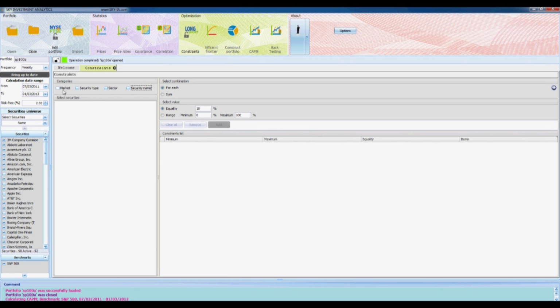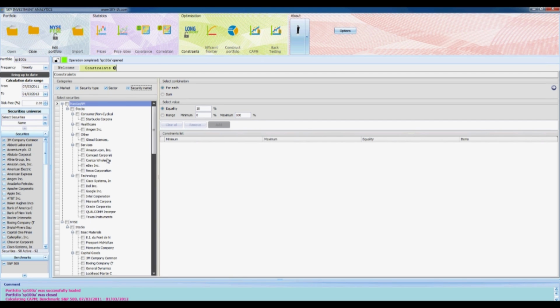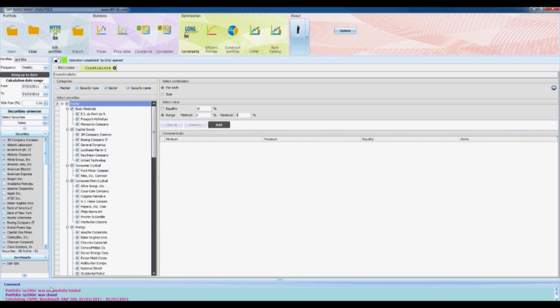So let's set some constraints. The constraints are arranged in a tree structure: market, security type, sector, and security name. Let's set a constraint that says that we can have at most 5% of each security. From 0 to 5% for each security, all of them are selected.